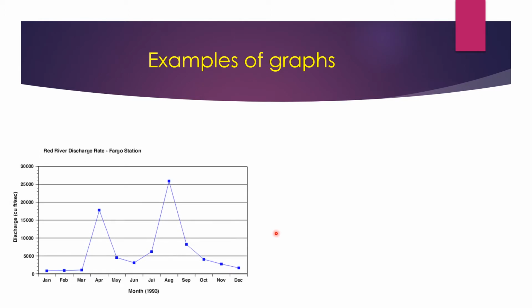Let's take a look at this graph. This is a line graph, and it has a y-axis and x-axis. This graph is showing us the relation between two variables. The two variables here are the months of the year 1993, and on the y-axis the discharge amount. Okay, this is for a certain nuclear station, I think, or electric station.